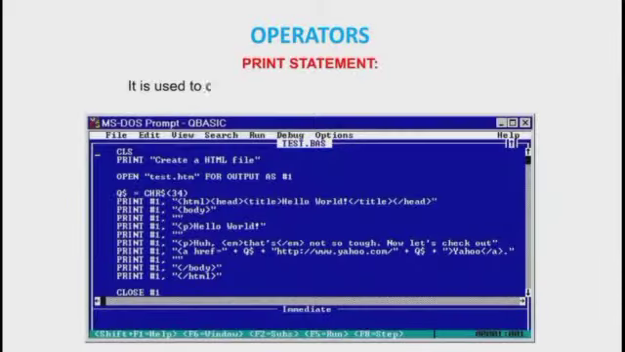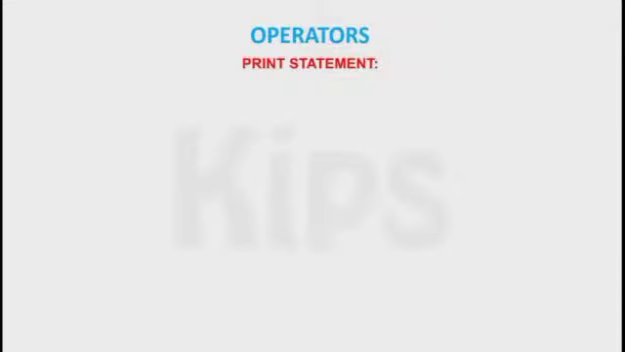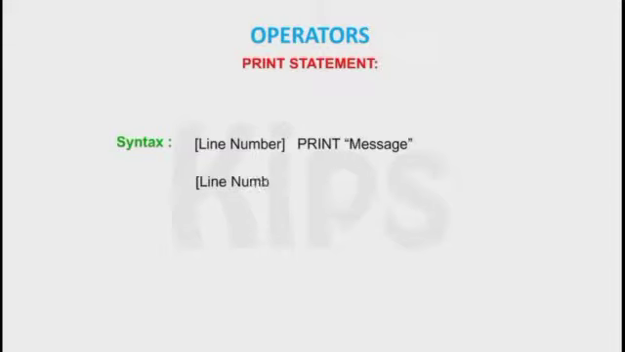PRINT statement. It is used to display any message or result on the screen. Any text written in double quotes is printed as such. Anything written without quotes is treated as a program component and its value will be displayed. Syntax: line number, PRINT, in double quotes, message. Line number, PRINT, variable name. Line numbers are optional.